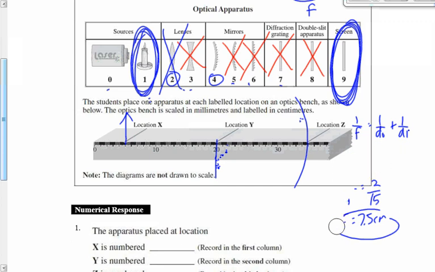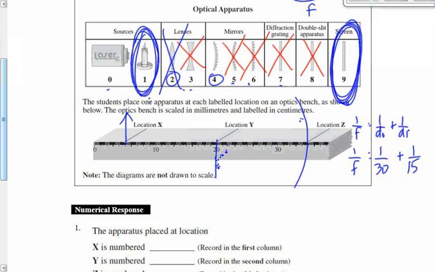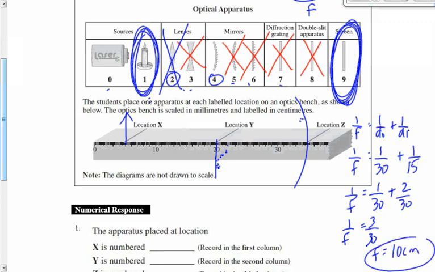1 over f is equal to 1 over do plus 1 over di. My object distance here would be from 5 to 35, so my object distance would be 30 in this case. My image distance, if this works out, would be from 20 to 35, so my image distance would be 15. Now, you can do this on your calculator. I'm not going to bother hauling out the calculator for this one because it's fairly easy to do with a common denominator, but it's 1 over 30 plus 2 over 30. 1 over f is equal to 3 over 30, and f works out to be 10. Would you look at that? That's exactly what they told me in the question f was.